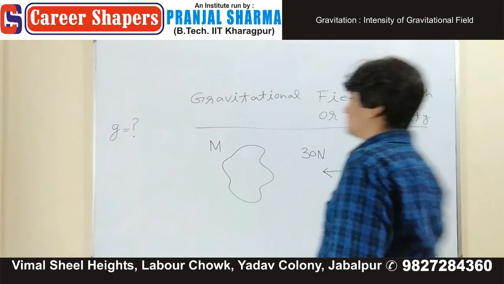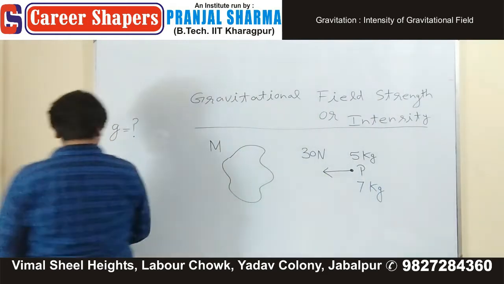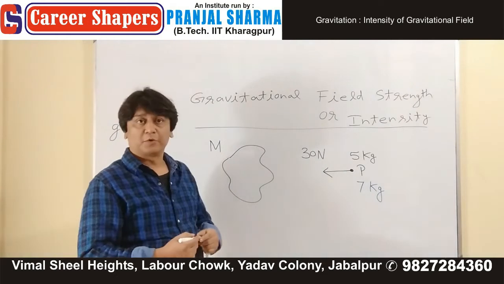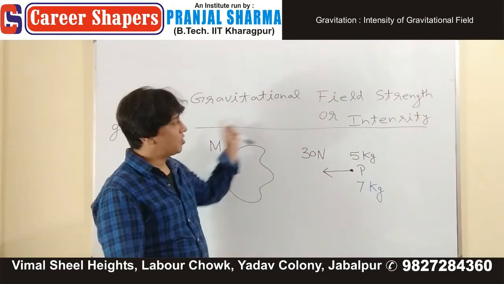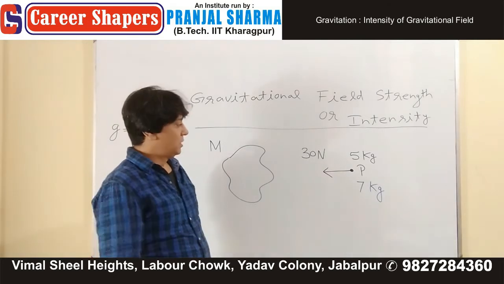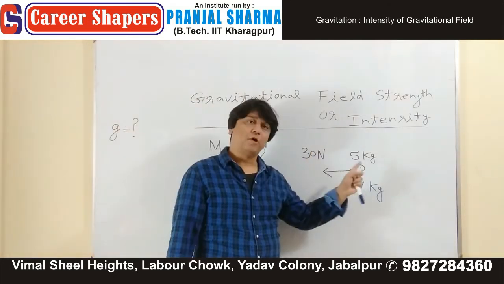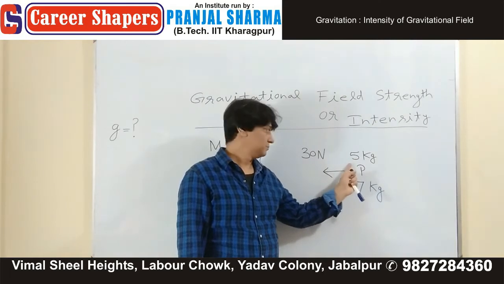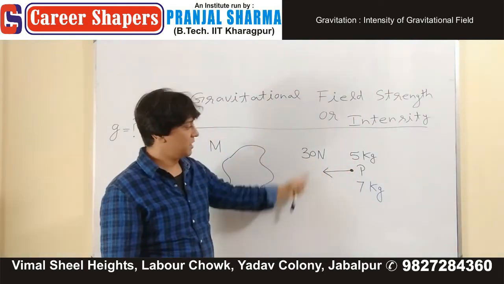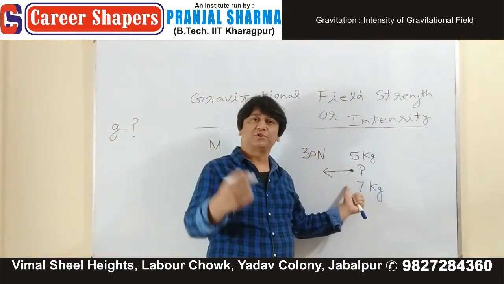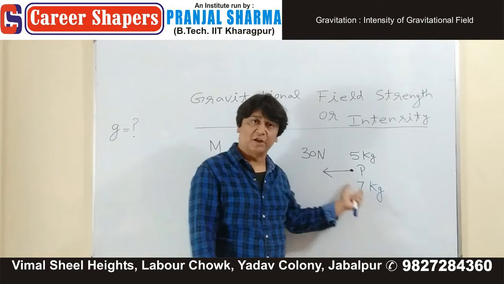Look, nobody has produced the correct value, and just because of that we introduce the concept of gravitational field strength. We have the information that if you place 5 kg block over here, then force on 5 is 30. If I remove 5 and place 7 kg, the question is find out force on the 7 kg block.